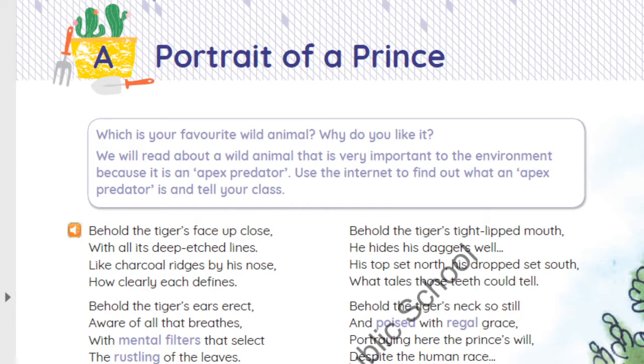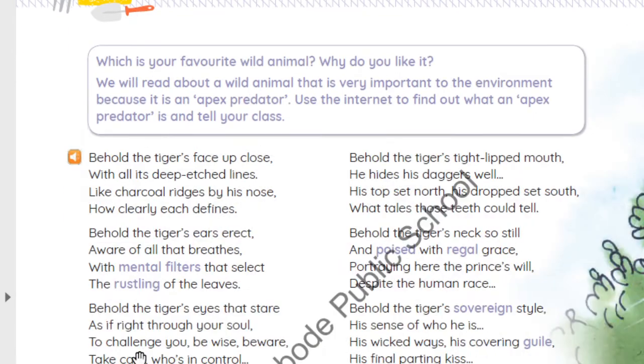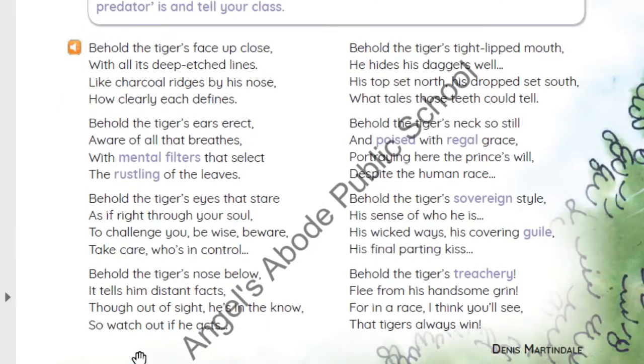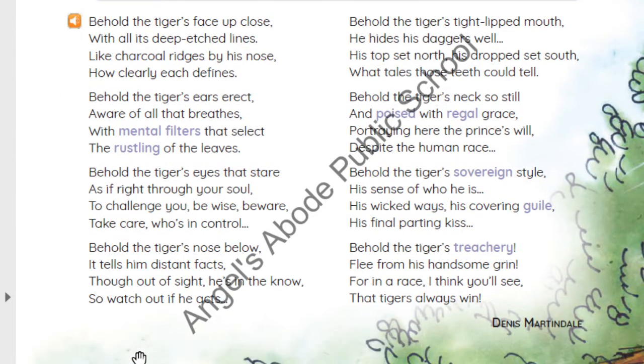the unit is Emerald of Earth, meaning gems of earth. In this unit, we have to learn about gems of earth. So here we are starting with the first gem, and the name of the poem is Portrait of a Prince. It means they are portraying a tiger. In this whole poem, the writer is trying to portray a tiger in the form of a prince, not as a king, in the form of a prince.